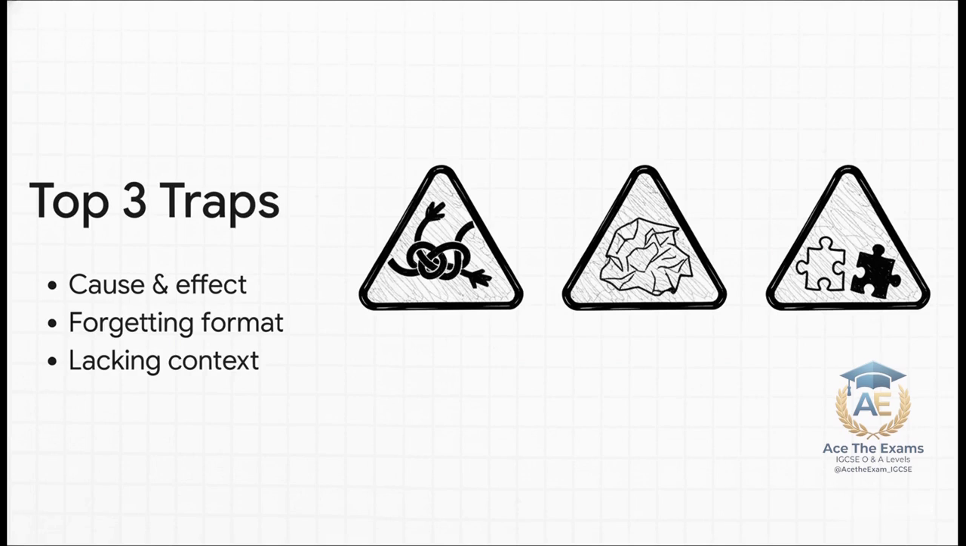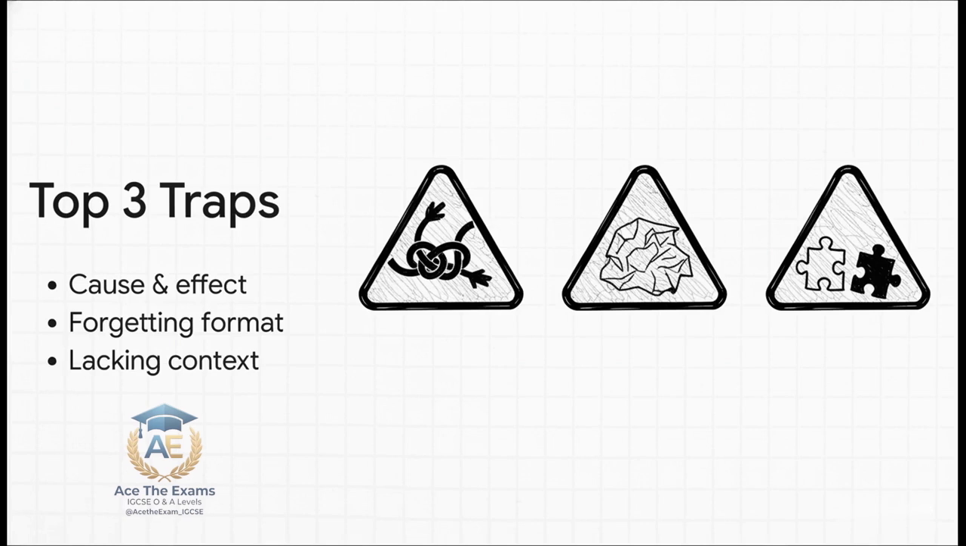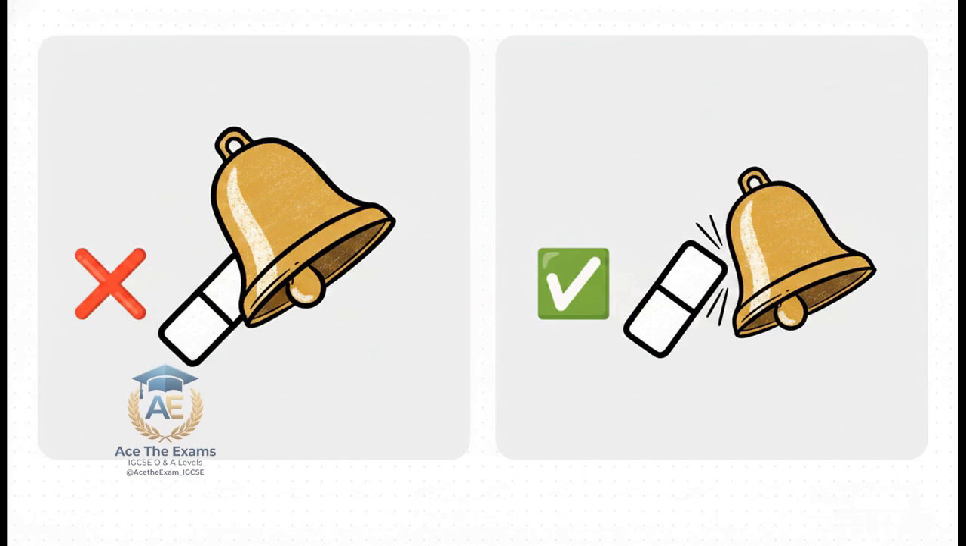And trap 3, answers lacking specific context. This happens when you write a generic answer about old people that you memorize from a textbook, completely failing to anchor your arguments in the specific Afrikaans text provided in the exam. If the text is about a rural farming community in South Africa, and you are writing about high-tech retirement homes in Europe, you are not answering the question. Context is everything.